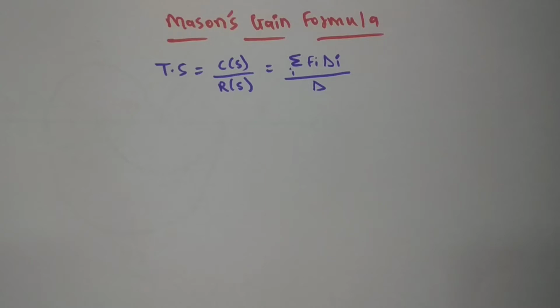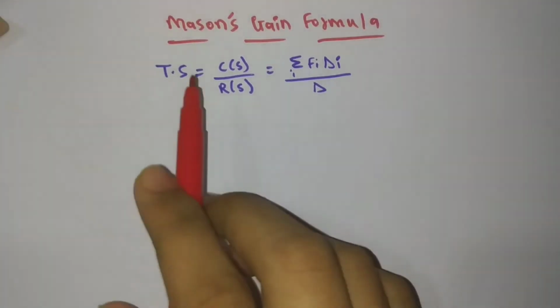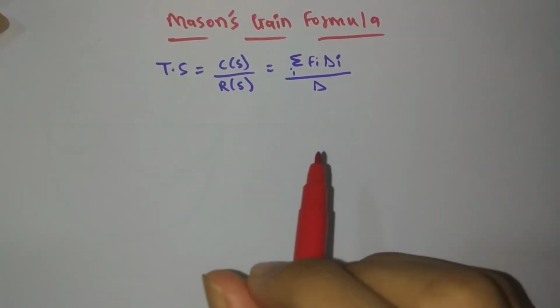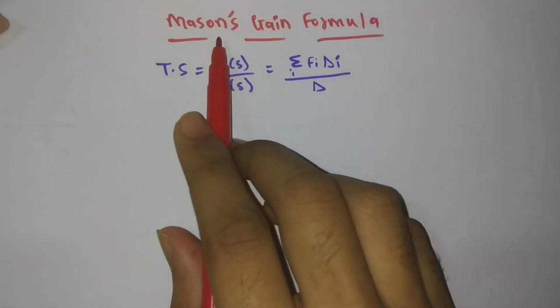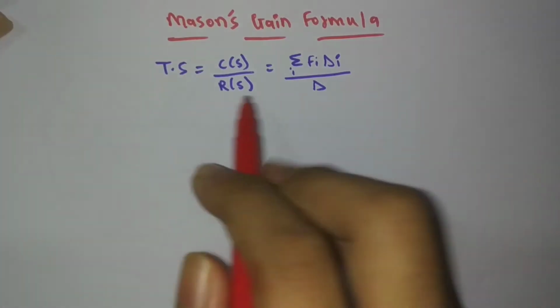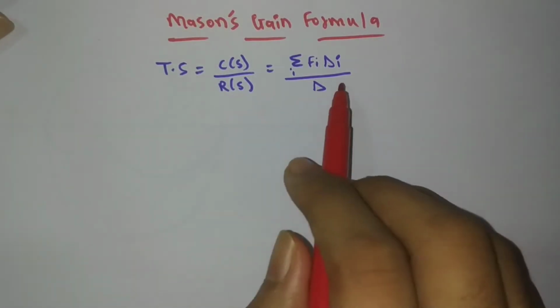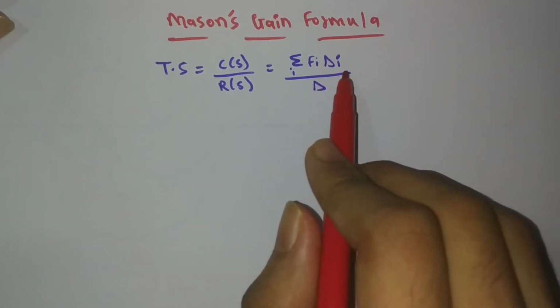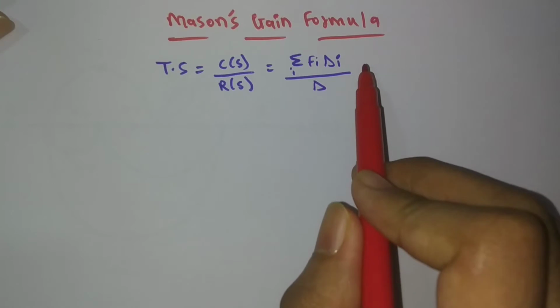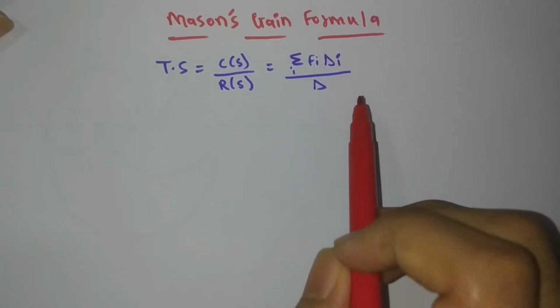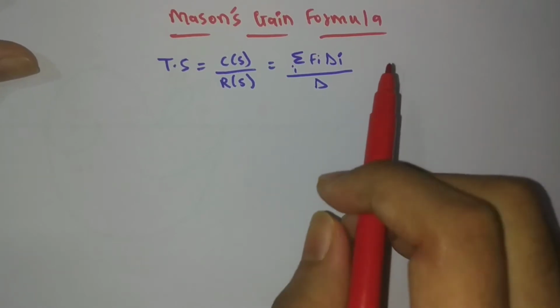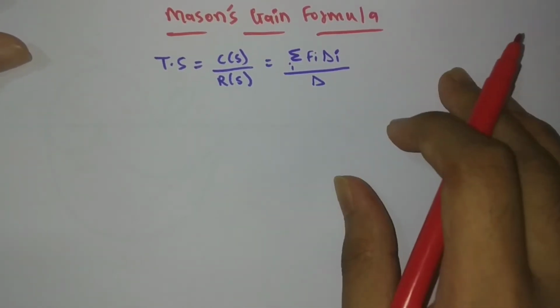Hello guys, welcome back. In the last lecture we have done how to reduce a block diagram to a signal flow graph, and now in this video we are going to do Mason's gain formula. Here the Mason's gain formula is given. By looking at the formula, if I start teaching you each parameter, you won't understand. So we are going to do a sum which will help you understand it easily.